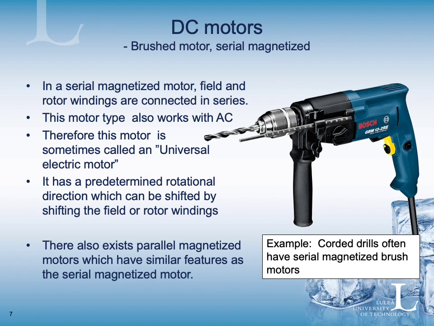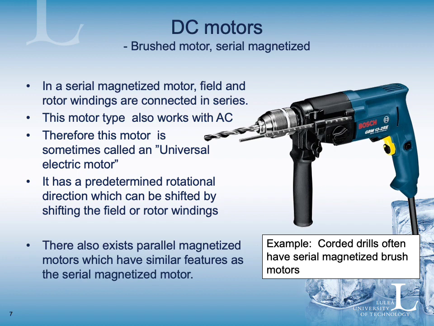Another type of DC motor is the brushed motor, serial magnetized. And this is interesting because, as an example, I show a corded drill which you power from a socket in the wall, 230 volt AC, and I talk about this as a DC motor. And I will come to why.